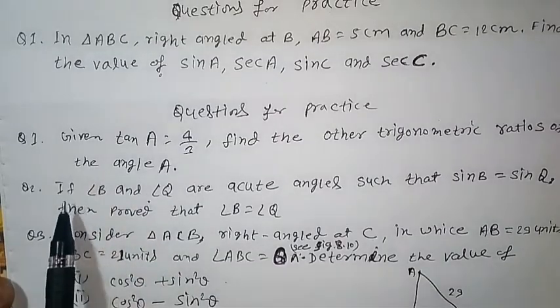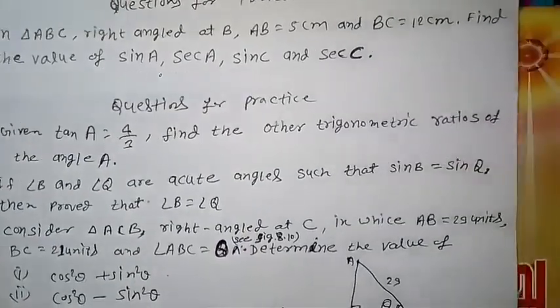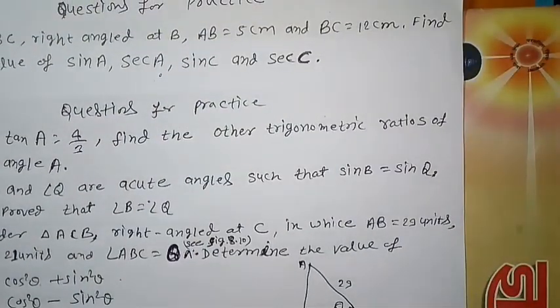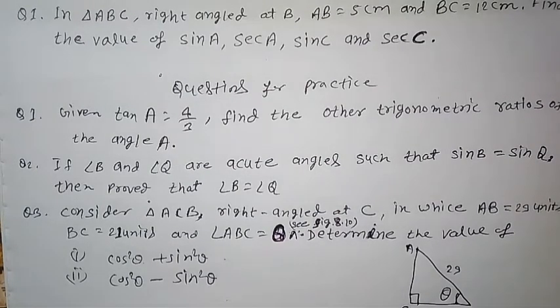Question number 2. If angle A and angle B are acute angles such that sin B is equal to sin Q, then prove that angle B is equal to angle Q. Okay. Now solve this. Solution 2.